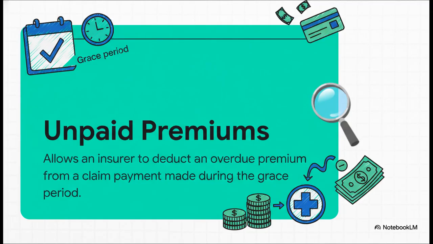Hey, remember that grace period we talked about? This rule is directly connected to it. Let's say you have a claim during your grace period, but you haven't paid that month's premium yet. The insurer can simply subtract the premium you owe them directly from the benefit check they send you. It's a really straightforward way for them to collect what's due without any hassle.